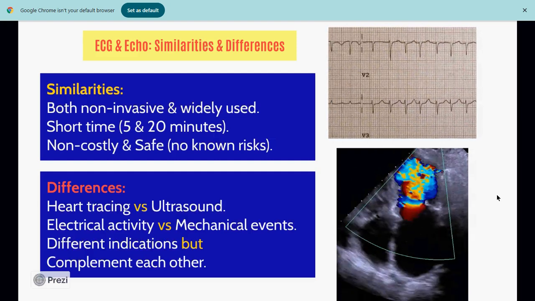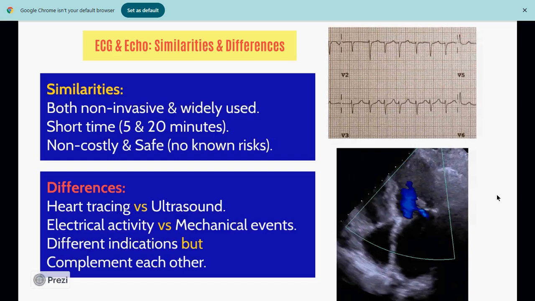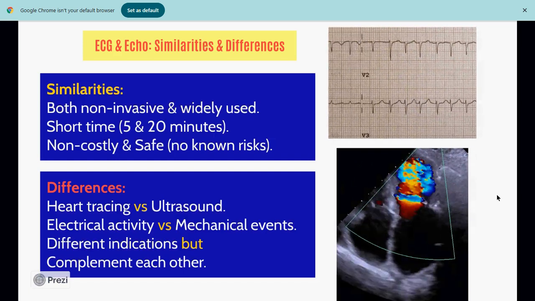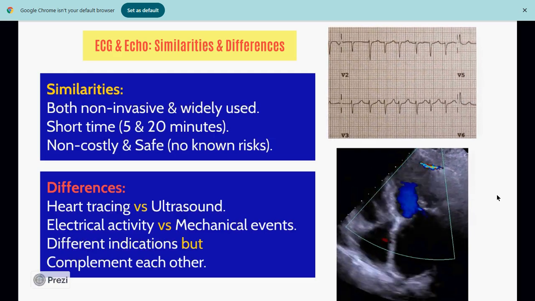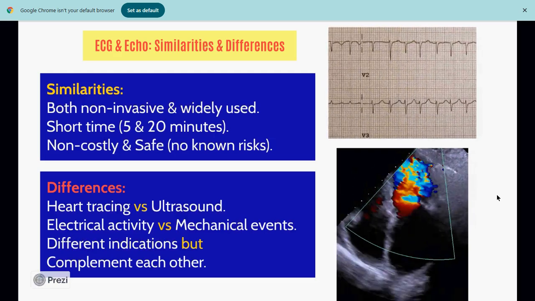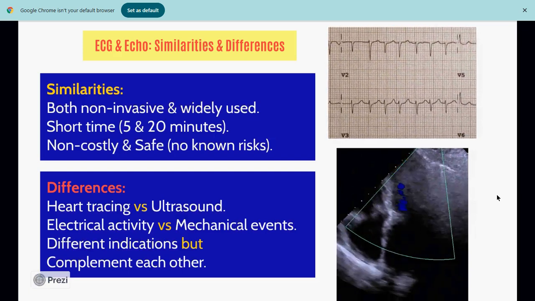Now we move to the differences. The main difference is that the ECG is a tracing, a recording of the electrical activity of the heart, while echo is ultrasound imaging of the mechanical events of the heart.